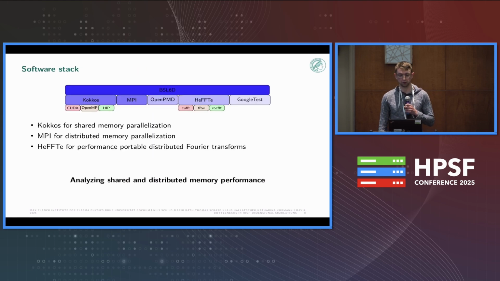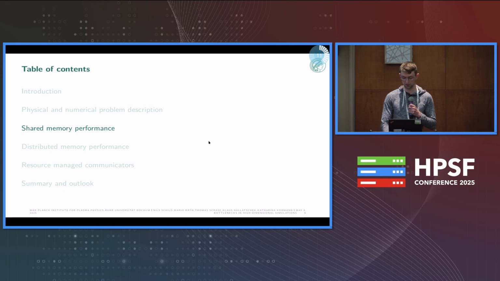The software stack is the following. The library is called BSL6D, for backward semi-Lagrangian in 6 dimensions. We use Kokkos for the parallel backend; with Kokkos we have used OpenMP and HIP. MPI to distribute our data, OpenPMD for I/O, and HeFFT for the Fourier transform. We are hoping for some input, maybe from Kokkos FFT, to replace it at some point. And now let's have a look at how well our implementation performs on a simple use case.